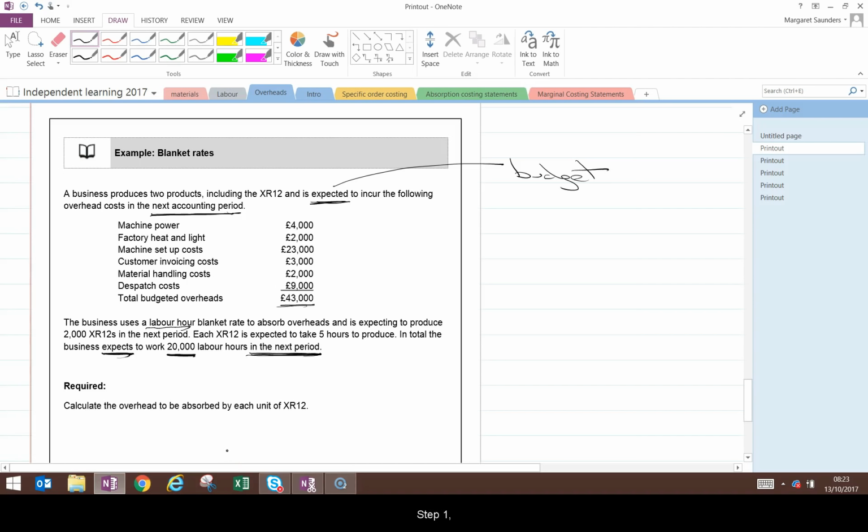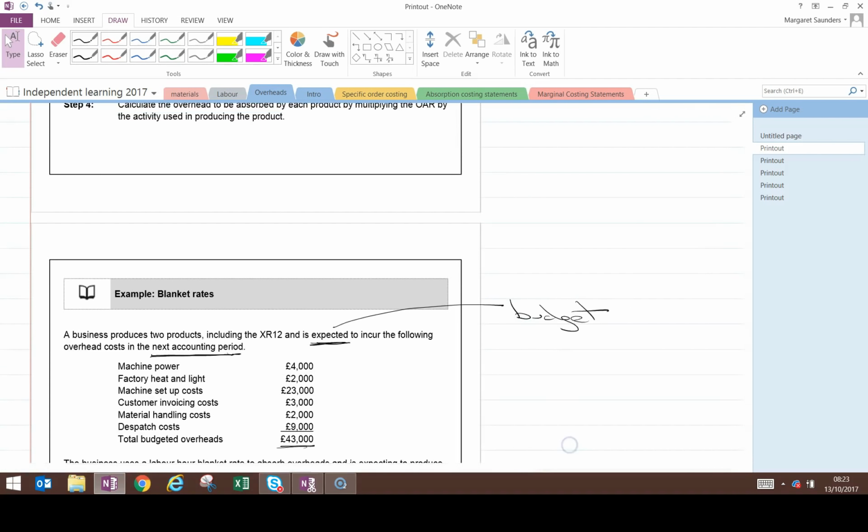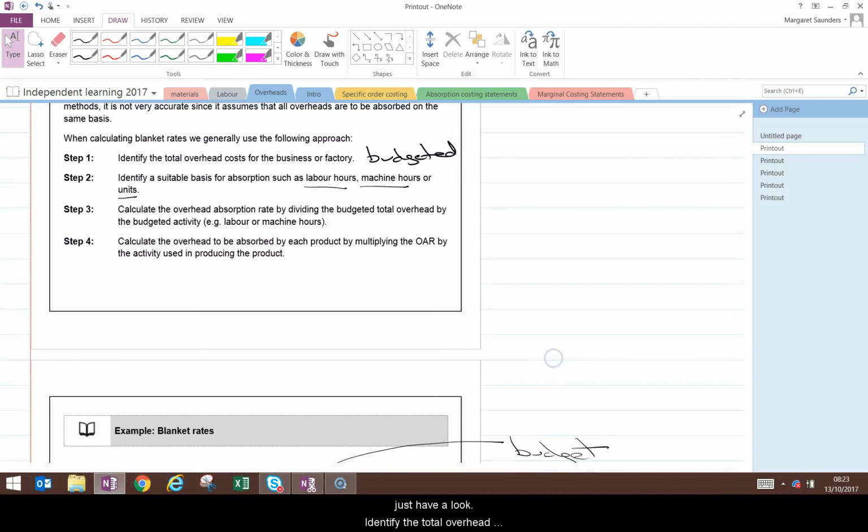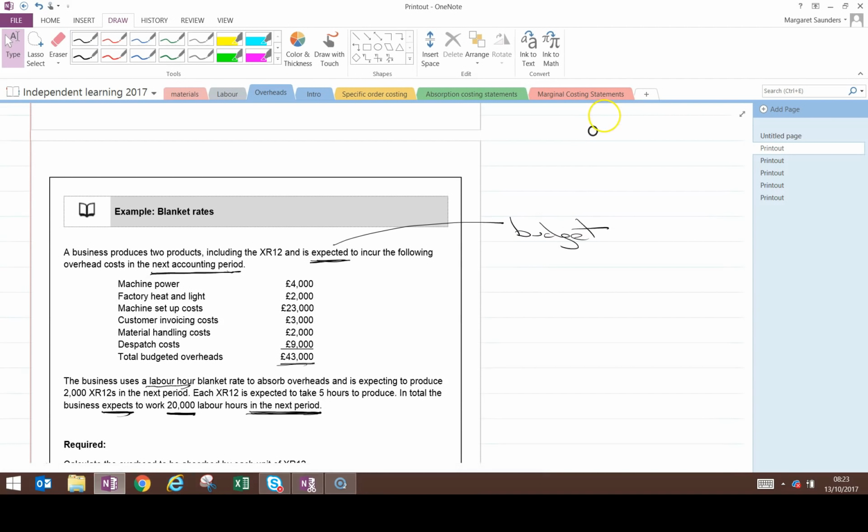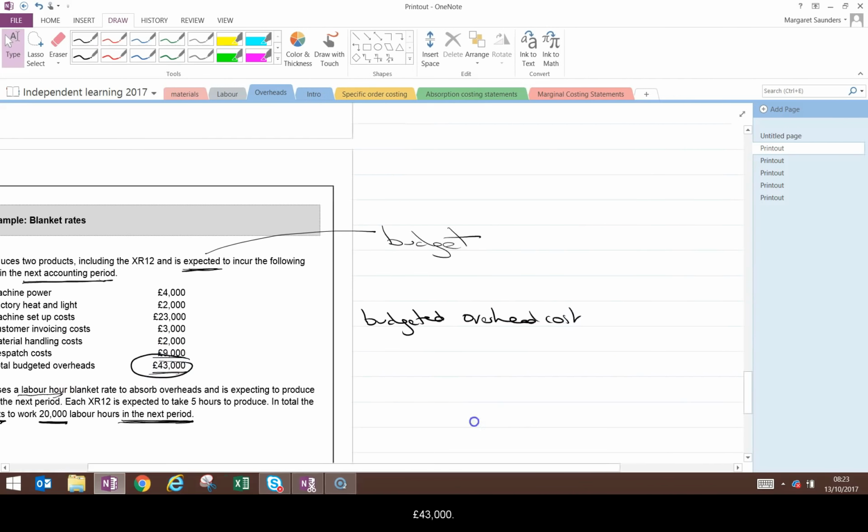So step 1, just have a look, identify the total overhead costs for the business. Remember, these must be budgeted. So our budgeted overhead cost is £43,000.